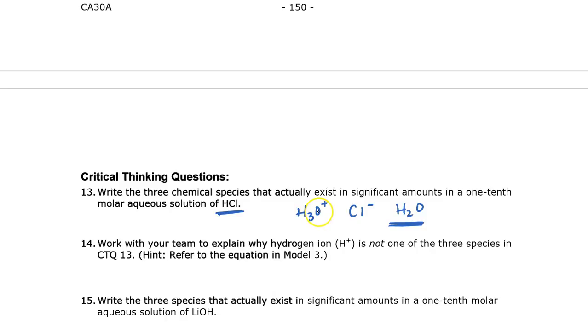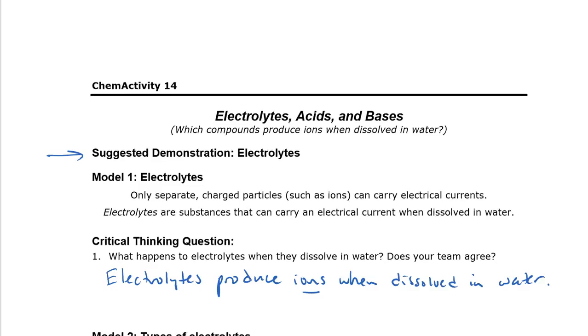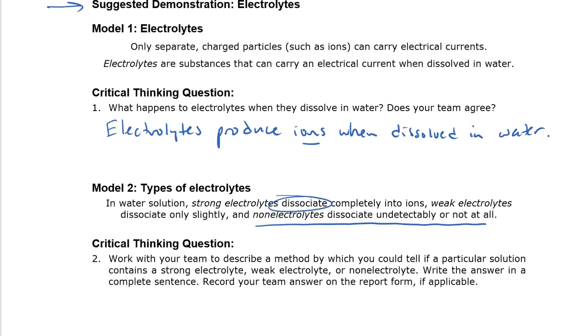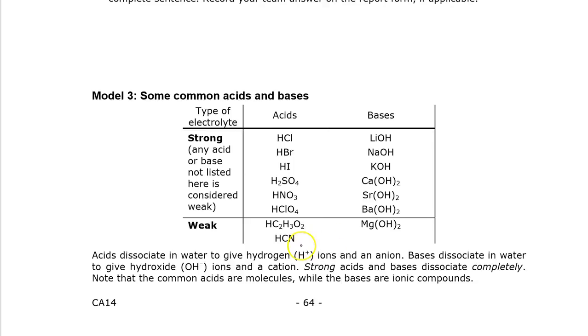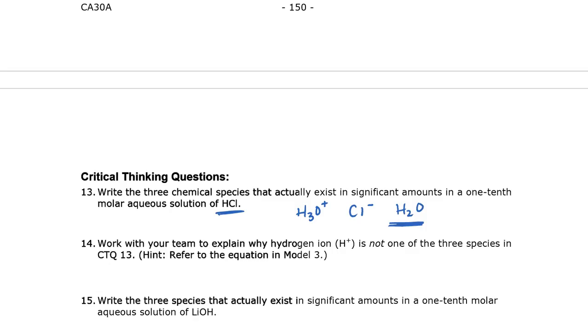So if you had listed H+, because way back in activity 14, I think it was 14. Yes, 14. We talked about dissociated into ions, and we actually even said acids give hydrogen ions and an anion. Well, we're being a little bit more sophisticated here. So work on your sophisticated answer and write an answer to number 14. Pause now.